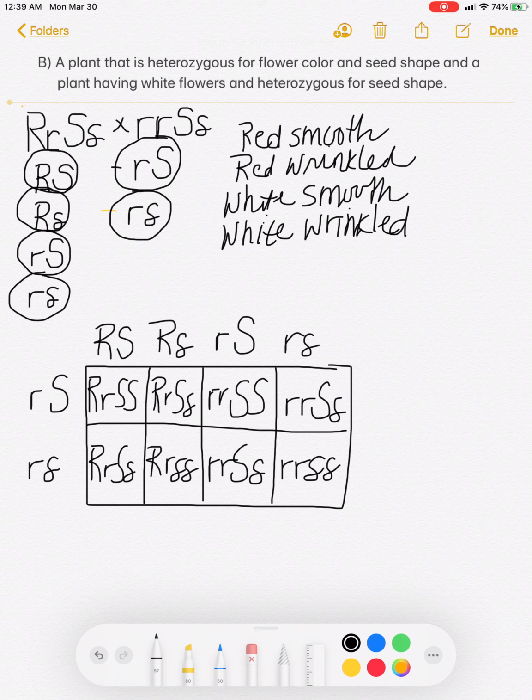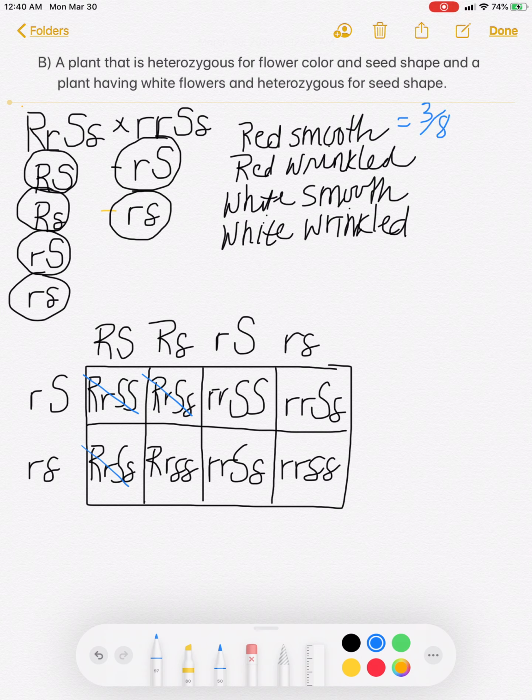The dominants, the reds and the smooths, have to have at least one dominant allele. The other one could be either. And then the white and the wrinkled, those recessive phenotypes, have to have 2 recessive alleles. Okay, so red smooth would be, I'm just going to cross out this time, this would be a red smooth, this would be a red smooth, and this would be a red smooth. So here I've got 3 of those, and this is out of 8 now.